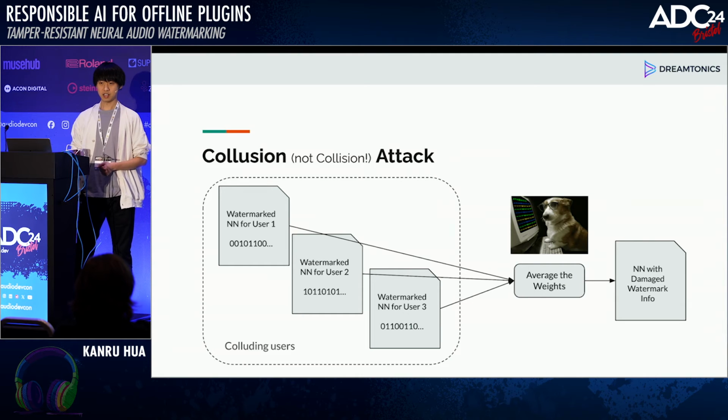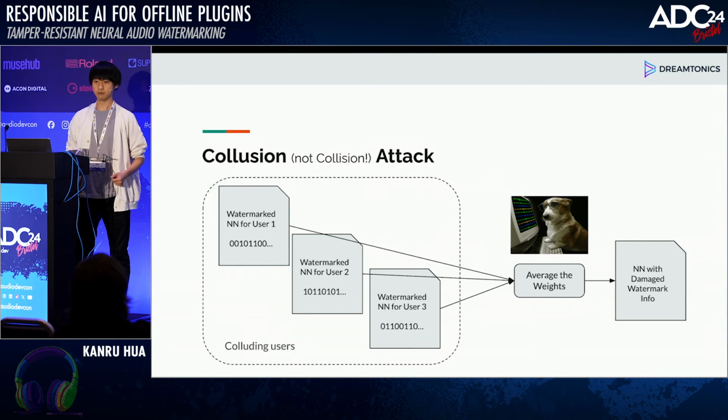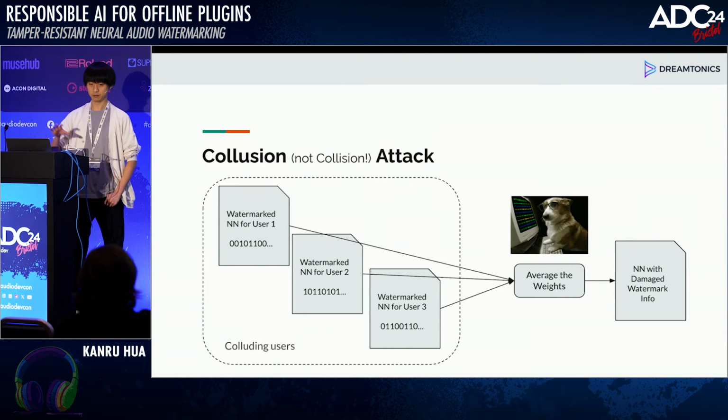This is actually a classical problem. It existed even before neural network audio watermarks. Two decades ago, when CDs and DVDs were still a thing, publishers were trying to prevent users from making pirated copies of the music or DVDs by inserting watermarks into them. And back then, there were techniques designed for preventing this kind of collusion attack.